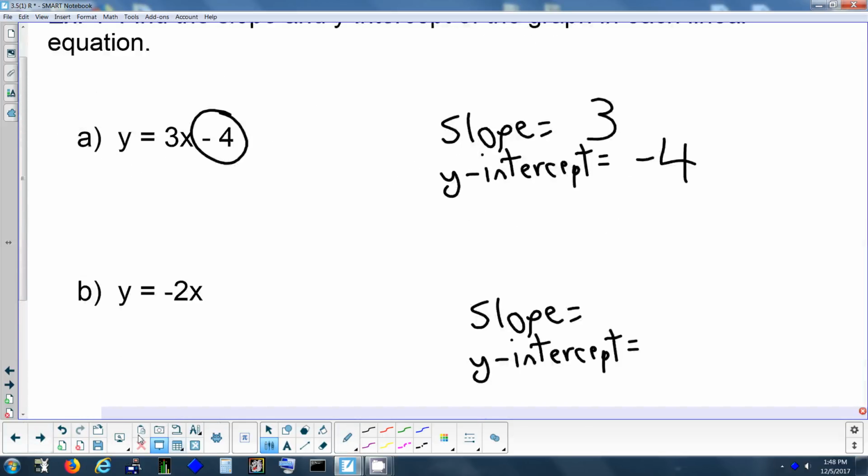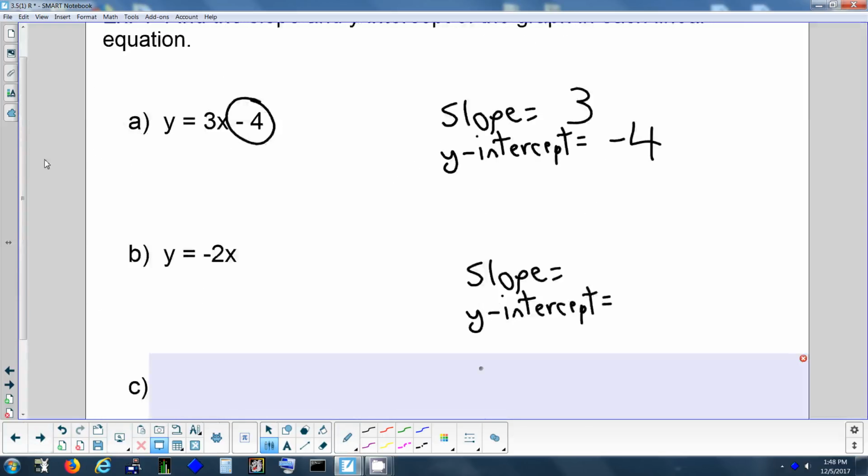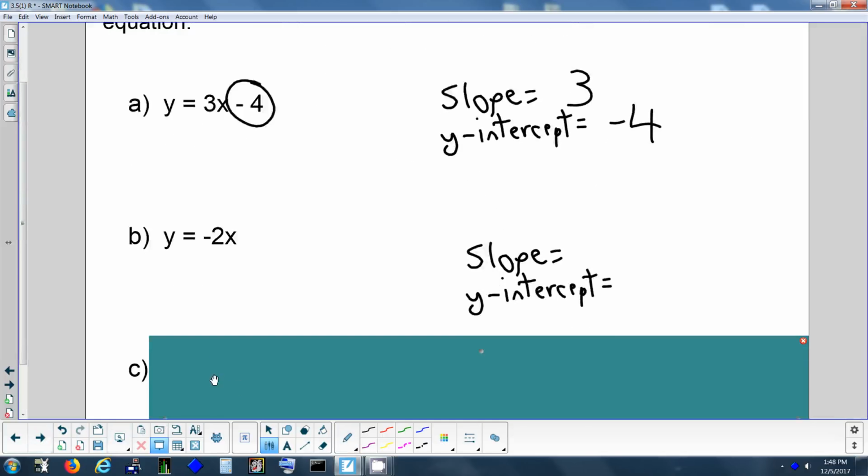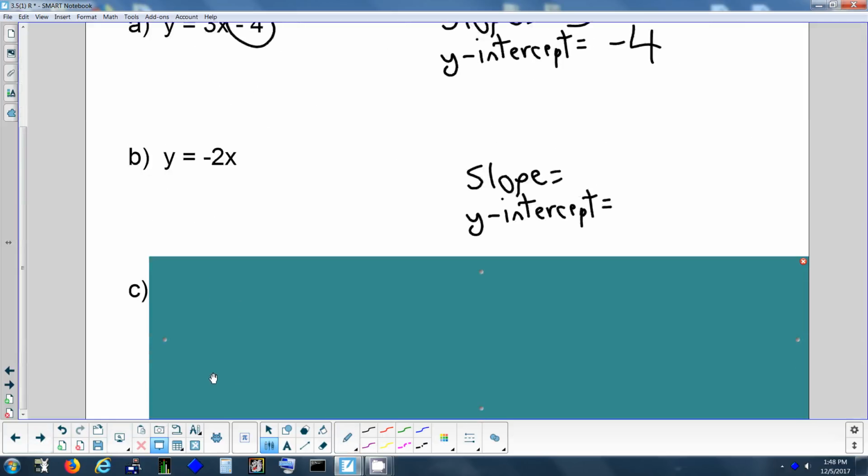I'm not sure. Ginny, what did I just tell you? What's the hint? What tells you what the slope is? What's going to be with it? What variable? X. Ginny just said that whatever number x is attached to is the slope. So now I think you can do it. -2, right? So this one, the slope is -2.